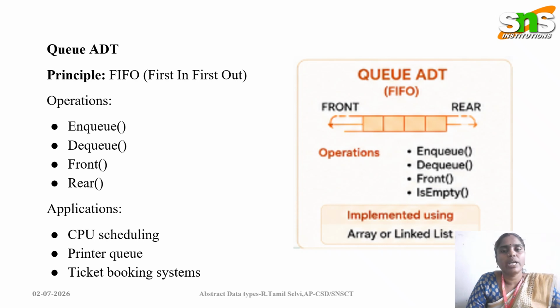And next one is queue ADT. Queue ADT follows the first in first out principle, and we can do some operations like enqueue, dequeue, front, and rear. Enqueue means adding data into the queue, dequeue means removing data from the queue, front returns the first element in the queue, and rear returns the last element in the queue. CPU scheduling, printer queue, and ticket booking systems are the applications of the queue ADT.